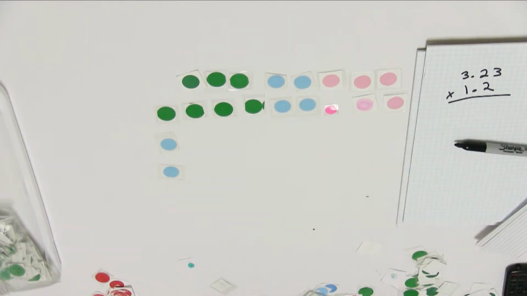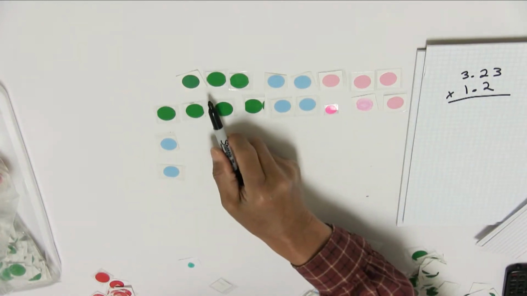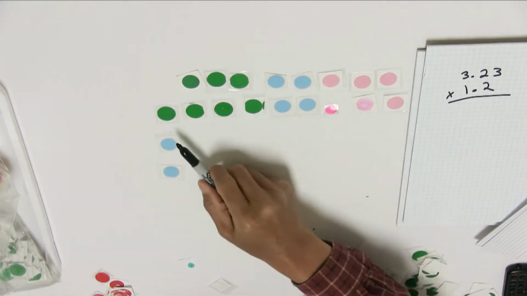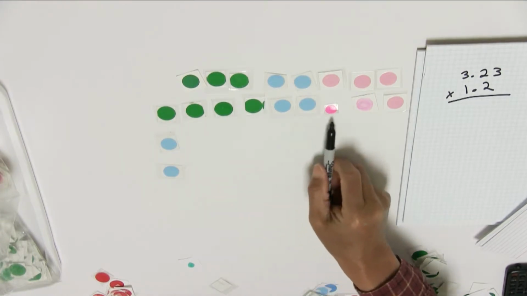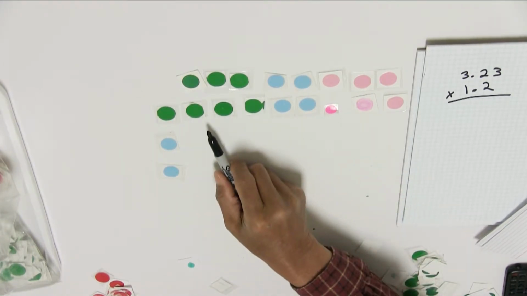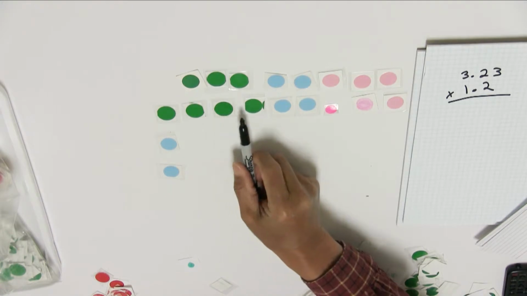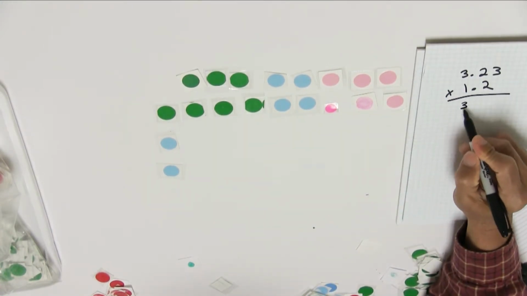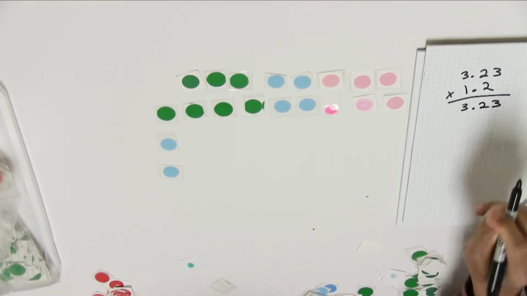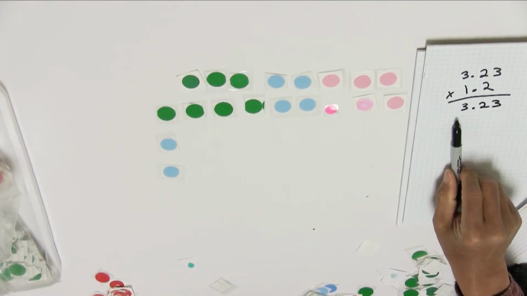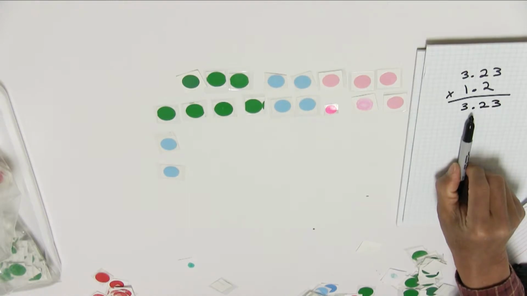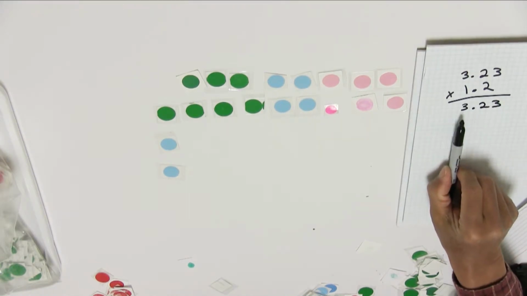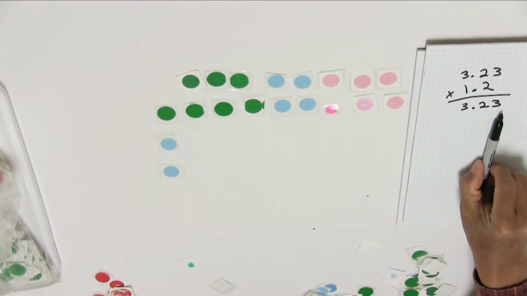Again, like I said, what they don't know is how to write down the partial products, to write down everything. So right now they know that this 3 and 23 hundredths multiplied by 1 is this right here. So they're going to write this down. So 3 and 23 hundredths times 1 is 3 and 23 hundredths. And because they know how to read this, they know automatically where the decimal point goes.